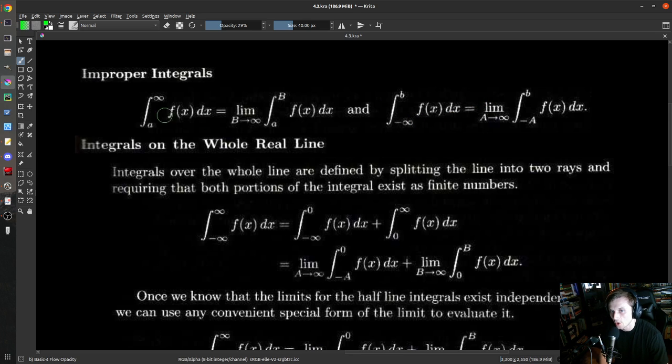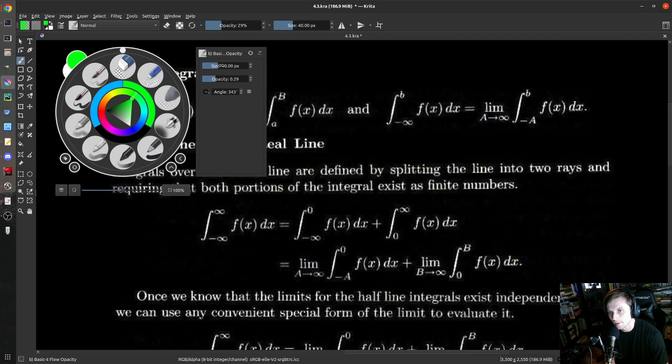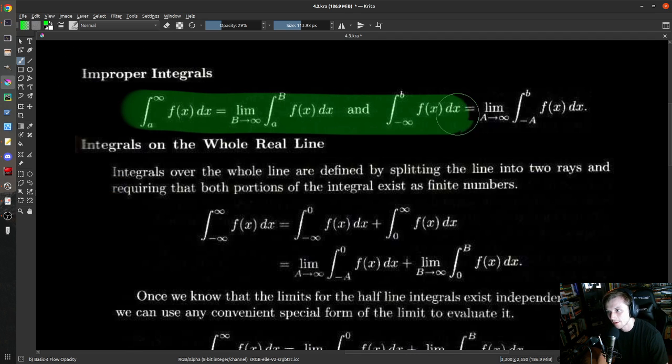And then if you want to go over the whole real line, I'm going to make this a little bigger so it's easier to highlight.